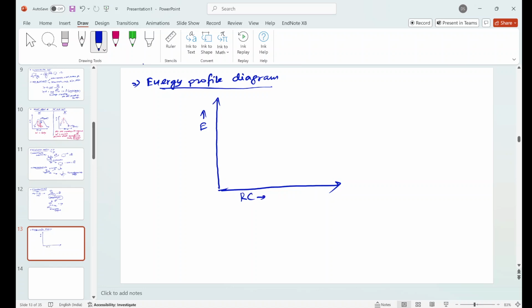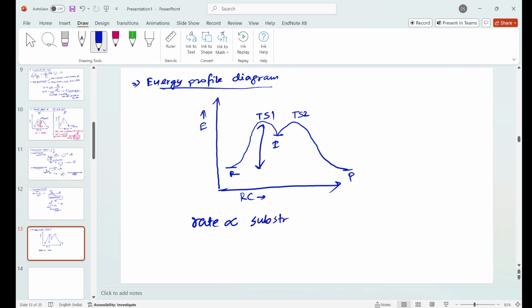We have the reaction coordinate. You are starting from the reactant, going to the intermediate. This is your TS1. This is your product, and this is TS2. This is the energy required. So here it depends again on the substrate, for E1.